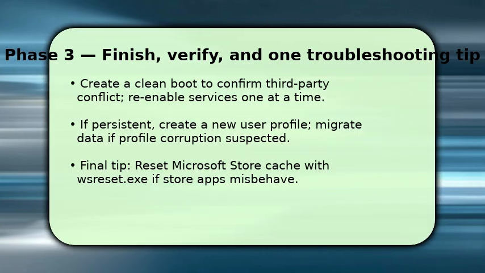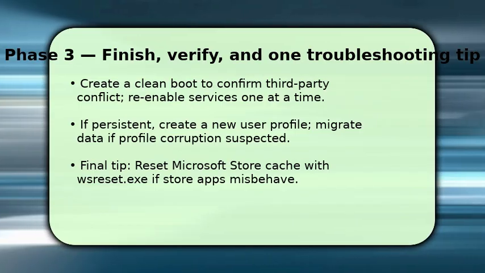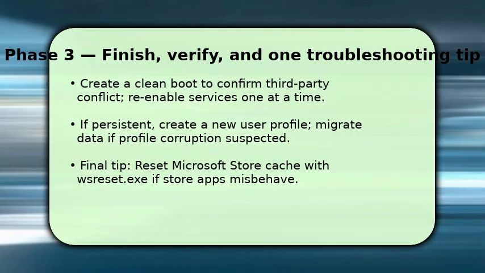If Runtime Broker still misbehaves, create a new Windows user profile and move your files. Profile corruption can cause recurring spikes. As a last targeted measure, run wsreset.exe to clear the Microsoft Store cache when store apps are implicated. If problems continue, restore a recent system restore point or contact support.